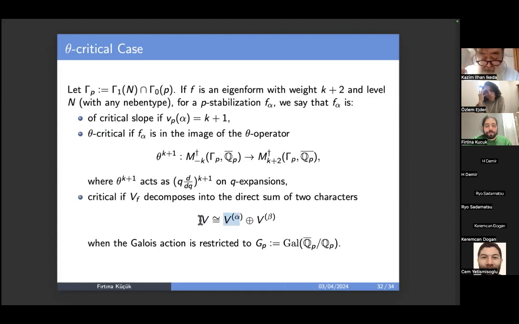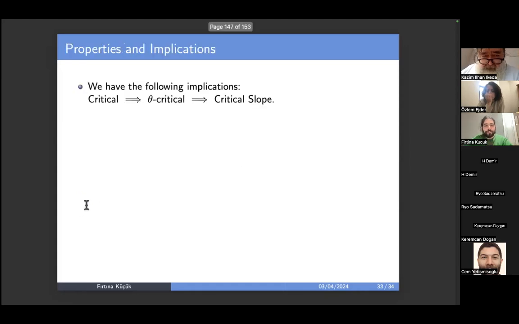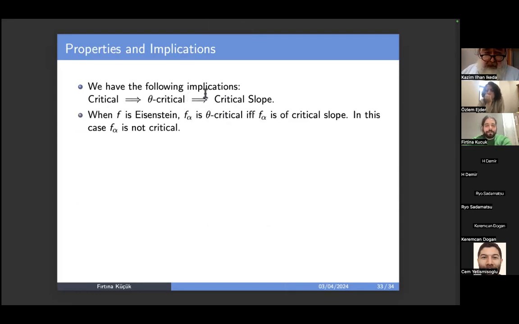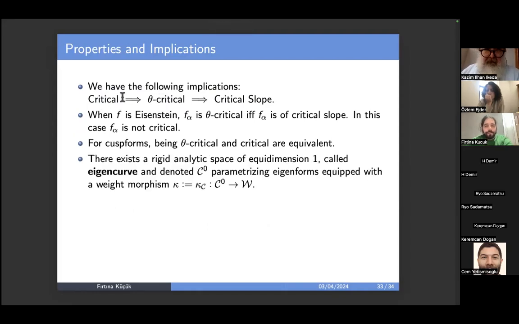So these are two characters. So this was two dimensional. If this decomposes as a direct sum of two characters when the Galois action is restricted to the Galois group of Q_p, then we say critical. And so we have these implications: critical implies theta-critical implies critical slope. In the Eisenstein case, these are the same thing. And in the cusp-form case, these are the same thing. So in the future, I will be interested in this case. And in this case, the choice of local conditions gets a bit tricky for some technical reasons. And this is one of the reasons.